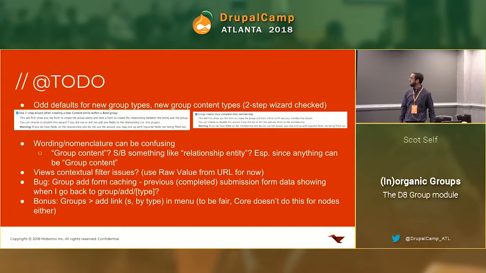A bunch of to-dos, but that was the thing about the defaults I thought was a little odd. It might need to be changed, but it doesn't sound like he wants to change that. So be it. Group content being the terminology, a lot of people find that confusing. It's a relationship entity in my head. Contextual filters I had problems with. Group add form caching, which you actually saw, so I've obviously been experiencing that since I first put this together. And groups add, oh right. When you're in the little drop down menu, it's a stupid little addition, but it'd be nice if you had group types, add a group, and a drop down of the types if you had a bunch of types.